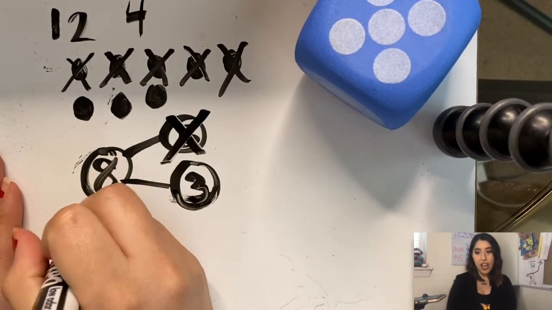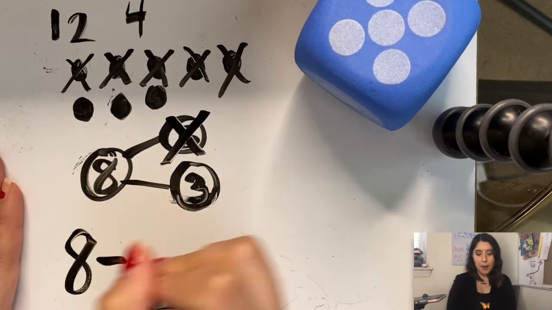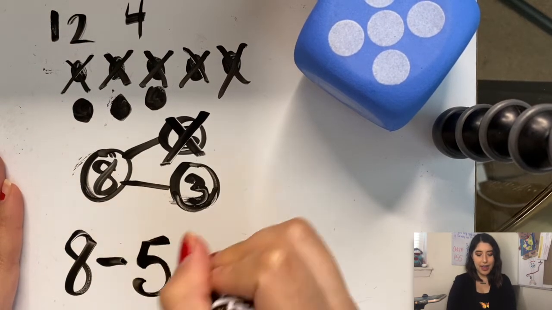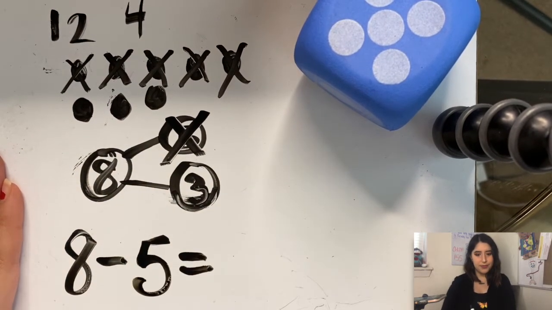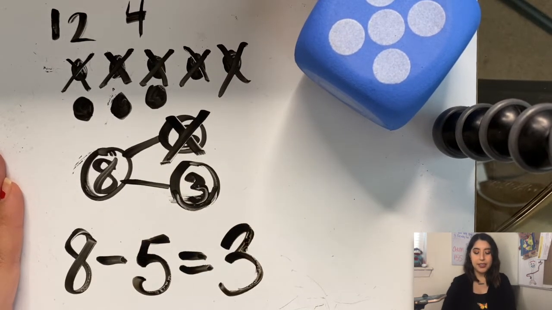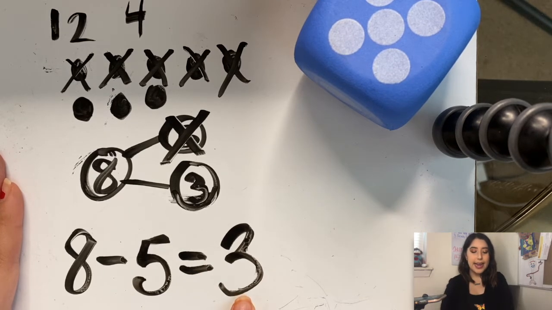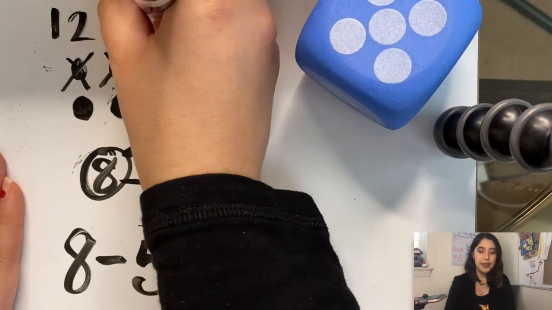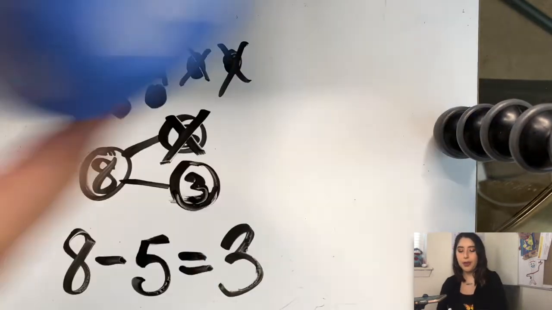So let's do our subtraction sentence. 8 minus 5 equals what number? 3. Read me the sentence. Eight minus 5 equals 3. Let's do one more.